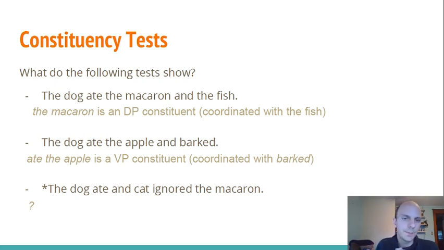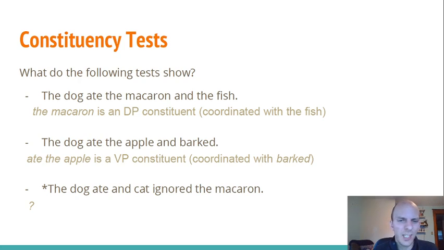Let's do some more examples. The dog ate the macaron and the fish. Remember, you can pause this at any time, like stand up, stretch, freshen up, drink some coffee, whatever you need to do. The dog ate the macaron and the fish. What does this tell us? Well, it tells us that the macaron is a DP constituent because we coordinated it with the fish.